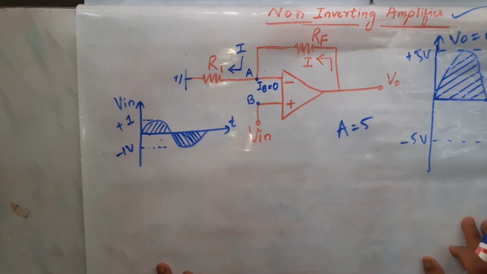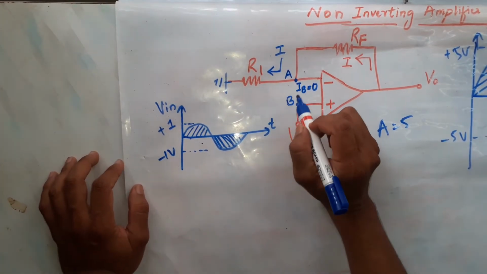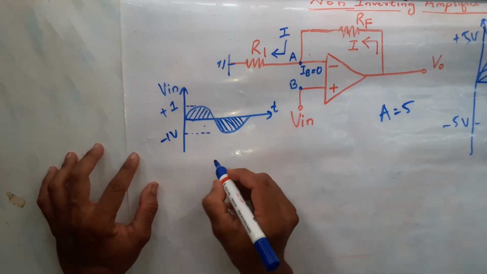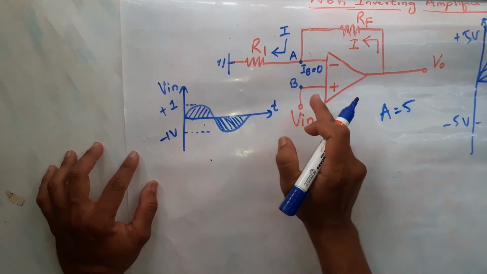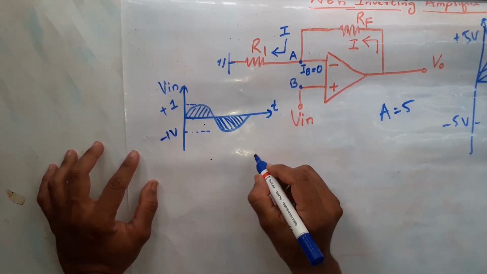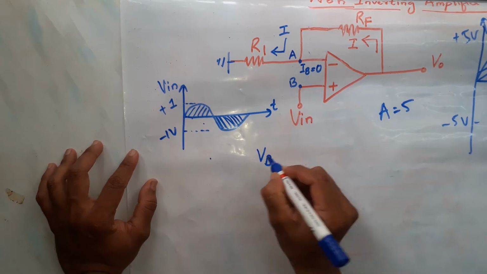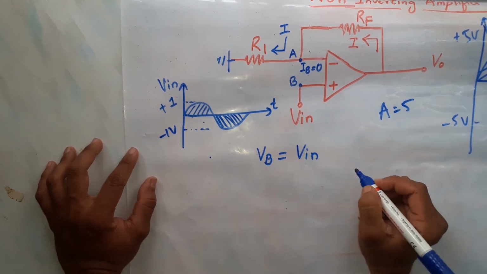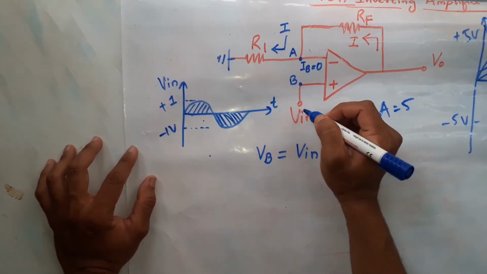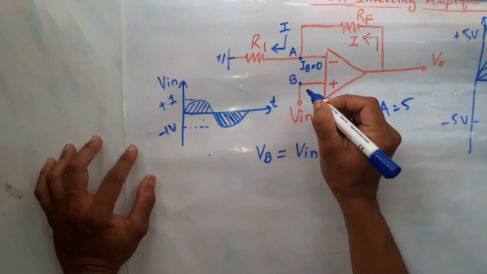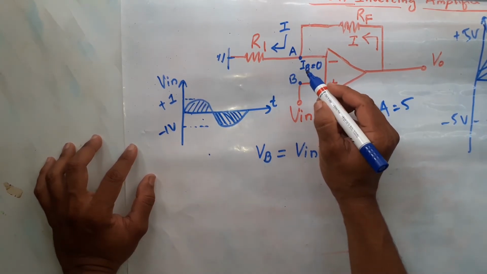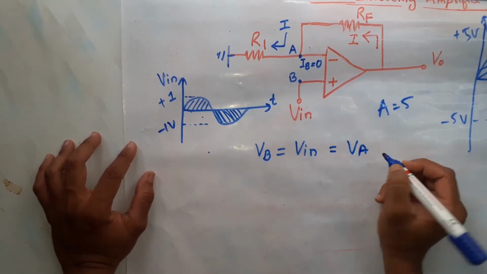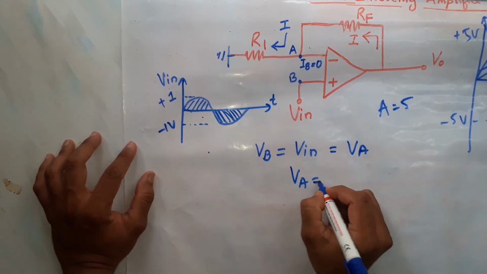Once again, this is your node A and this is your node B. Node B is connected to the supply voltage, so node B is at voltage VB. This is connected to Vin. If node B is connected to Vin, we assume VA is also at a potential of Vin, because VA is equal to VB.